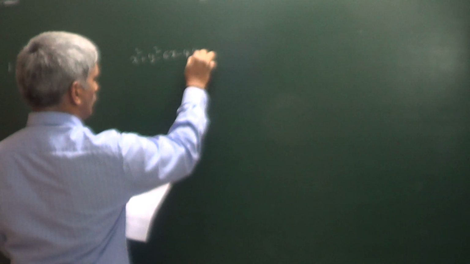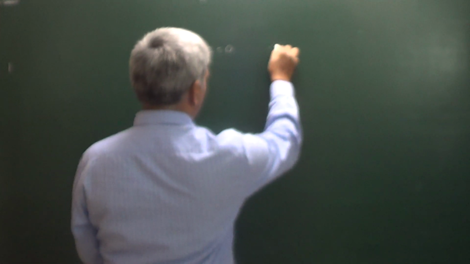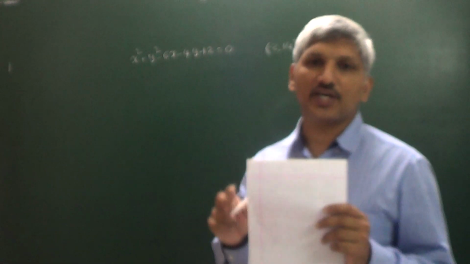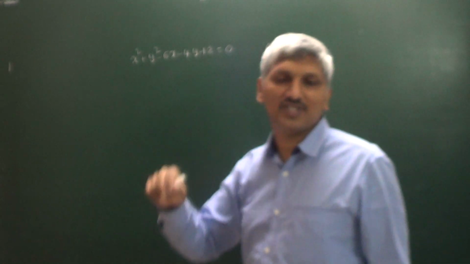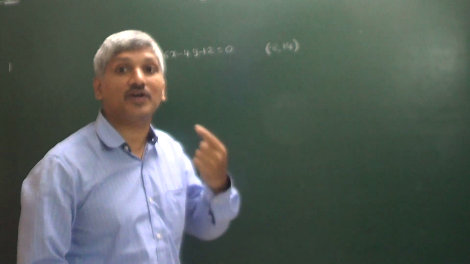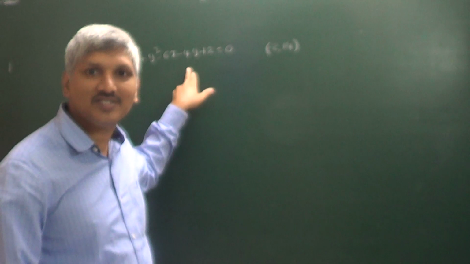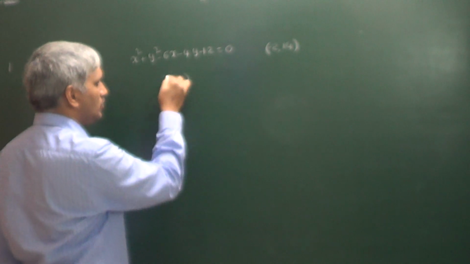So here, x square plus y square minus 6x minus 4y minus 12 equal to 0. One circle equation is given and one point is given, minus 2, 14. What is being asked is to find the equation of a circle concentric with this circle and passing through the point minus 2 comma 14. Our required circle is concentric with this circle. Concentric with this circle means same center. So what is the center of this circle? The center is 3 comma 2.